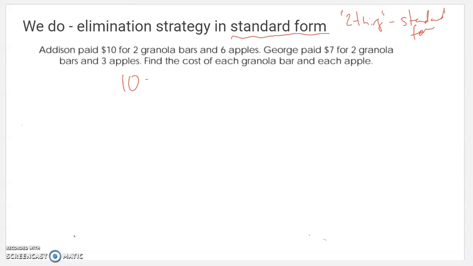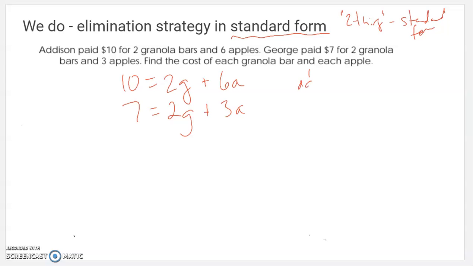So $10, that's the cost of 2 granola bars and 6 apples. Equation number 1, it is indeed in standard form. And $7 is the cost for 2 granola bars and 3 apples, also standard form. So we're going to use the elimination strategy to try to figure out A and G, the cost of the apples and the cost of the granola bars.